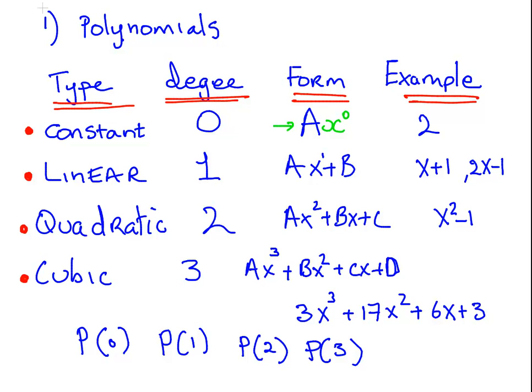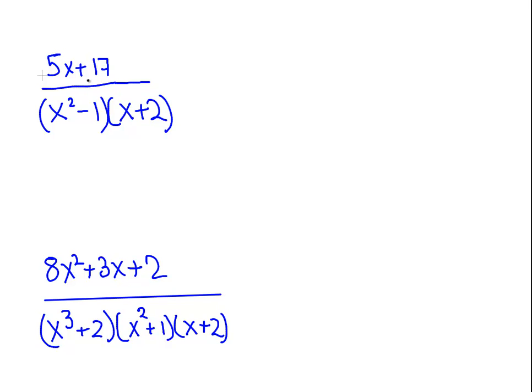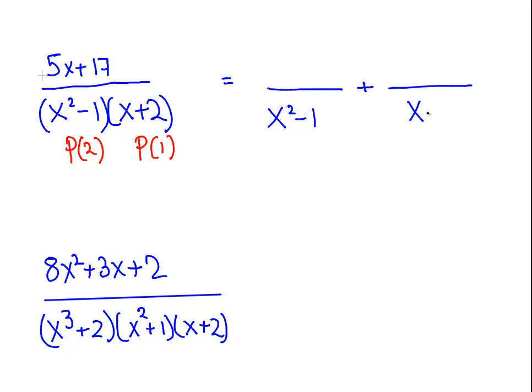partial fraction expansion. So here we have 5x plus 17, and that's the numerator. The denominator is x squared minus 1 times x plus 2. Well, this is a polynomial of degree 2, and that's a polynomial of degree 1. Okay, so far so good. What we're going to do is expand this as the sum of two expressions. Necessarily x squared minus 1 goes over here, and the second expression will have the denominator x plus 2. But what do we put above?